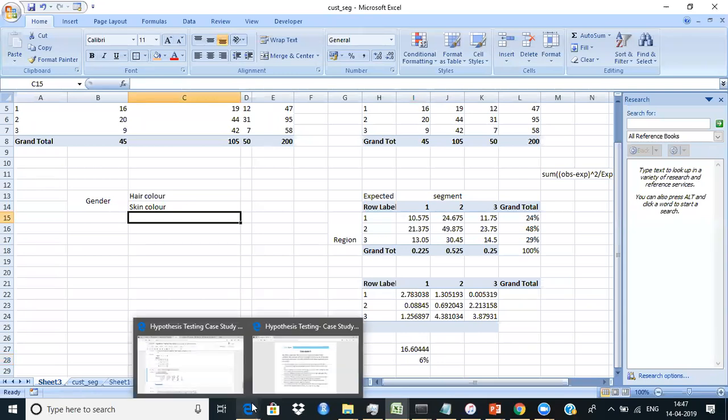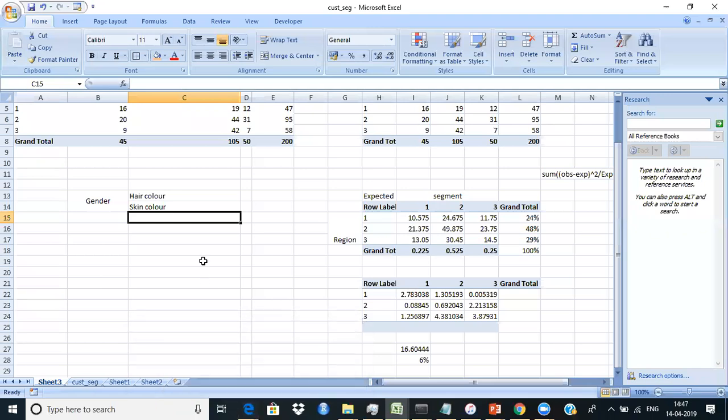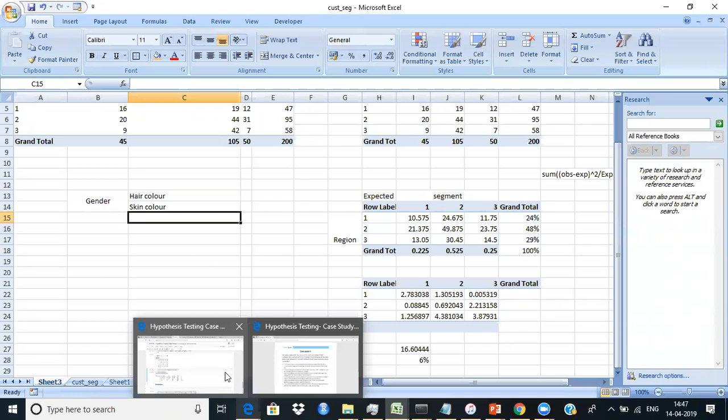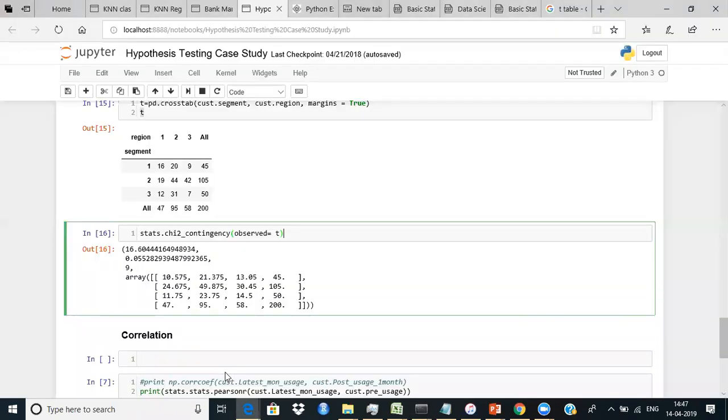So the question was, is there any relationship between region and segment? So we concluded that there is no relationship. Coming back to the question, here since the p-value is greater than 5%, we will say that region and segments are not related.